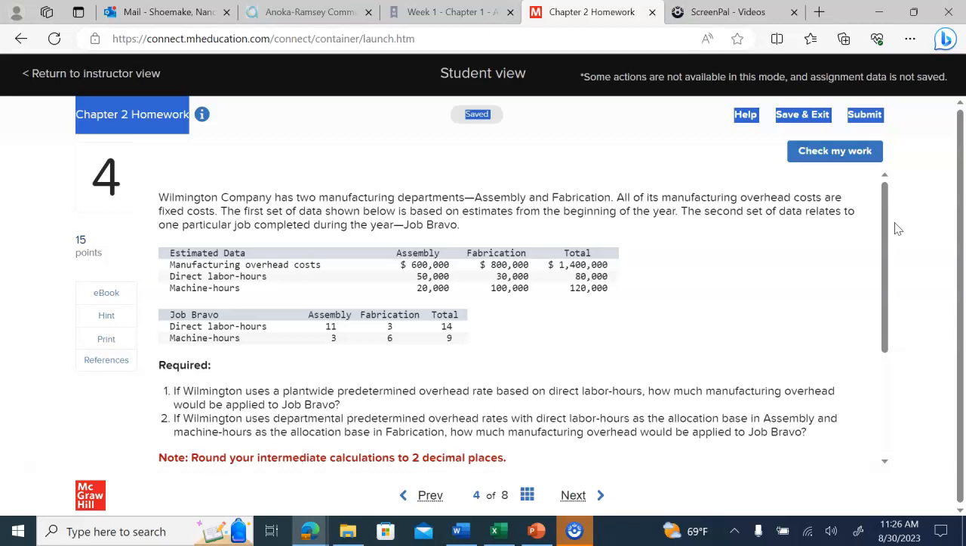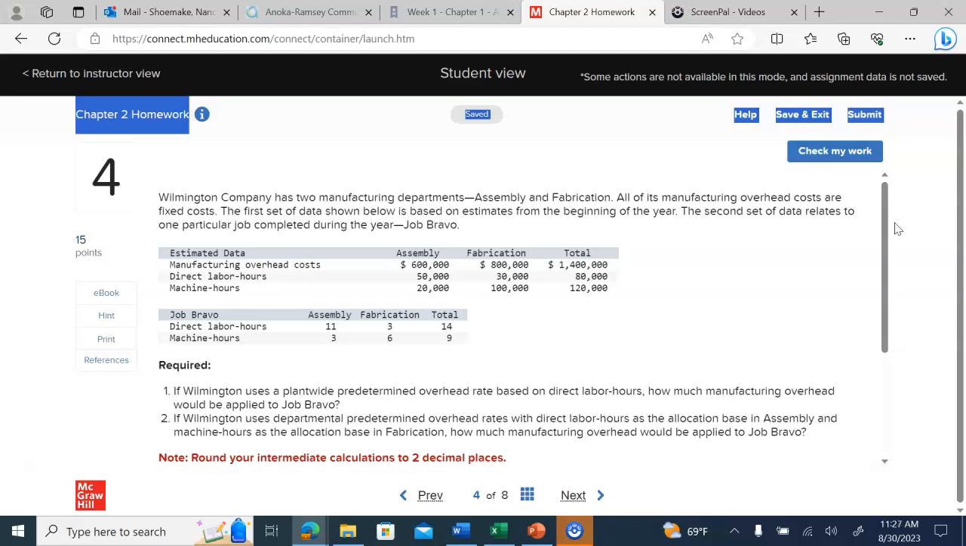Anyone get any leeway? So, looks like Wilmington, 2 manufacturing departments, assembly and fab. All of its manufacturing overhead costs are fixed. The first set of data shown is based on estimates from the beginning of the year. The second set relates to one particular job completed during the year, job Bravo. So if Wilmington uses a plant-wide predetermined overhead rate based on direct labor hours, how much manufacturing overhead would be applied to job Bravo?